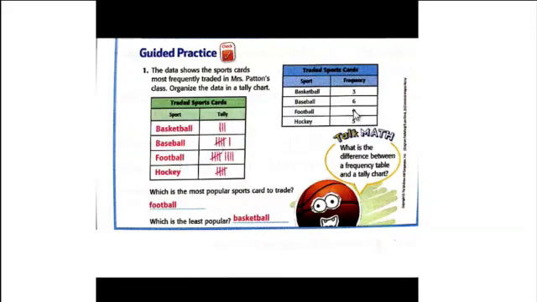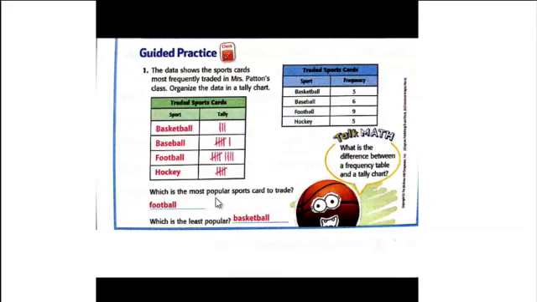Here in front of football, how many times was football repeated? 9 times. So right here, 9 times as 9 tally marks. 1, 2, 3, 4, 5, 6, 7, 8, 9. And here, hockey. How many times was hockey repeated? 5 times. So right here, 5 times as 5 tally marks. 1, 2, 3, 4, 5.